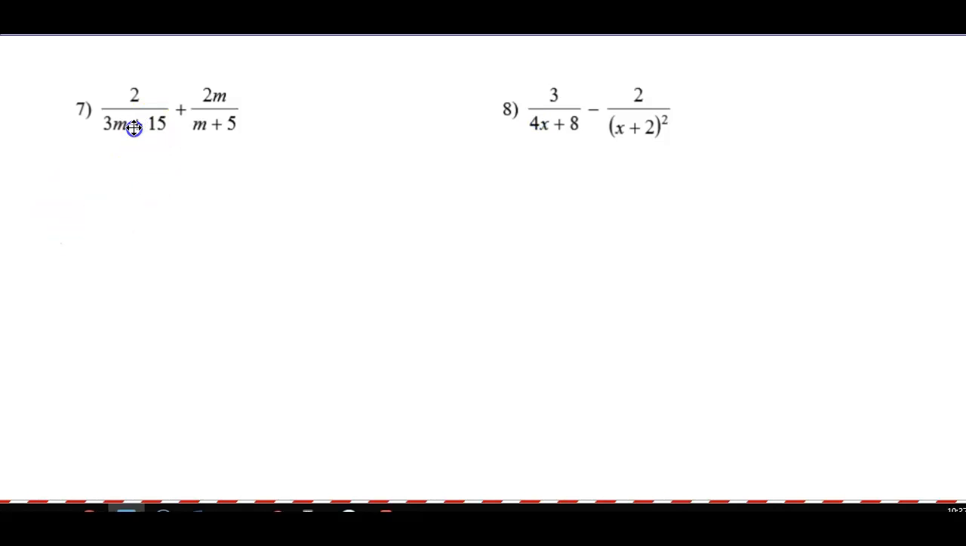Now, here's what I was talking about. We don't really need to cross multiply here or even use both of these for the common denominator. There is no cross multiplying when there's not an equal sign in the middle. So what we do need to do, if we factor out a 3 here, that leaves an m plus 5.